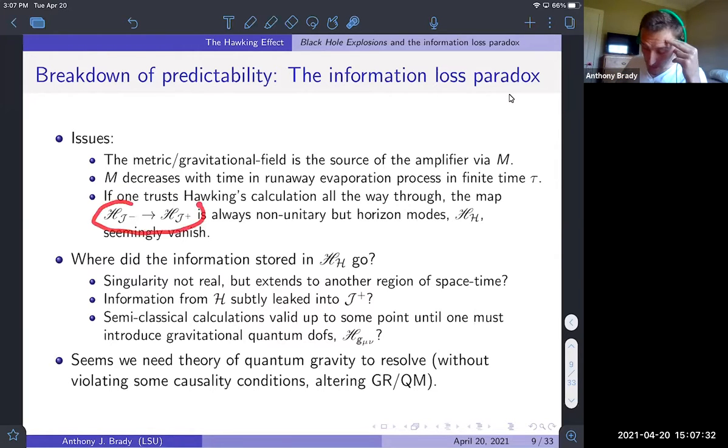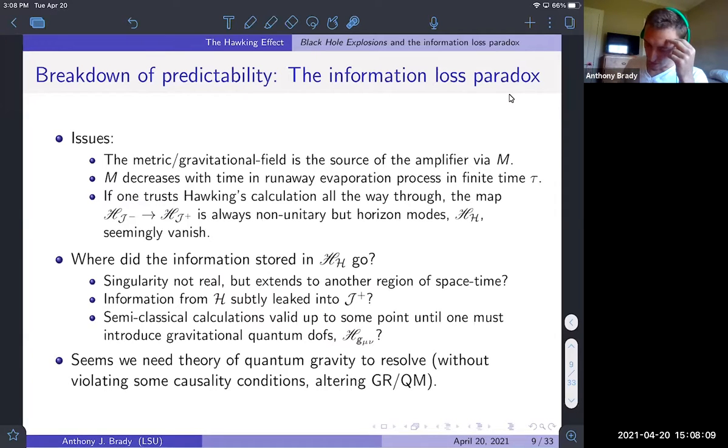The rub is that if one trusts Hawking's calculations all the way through the entire evaporation process, this mapping from Scri minus to Scri plus is always non-unitary, always this sort of amplifier channel. But simultaneously, these horizon modes, which we could use to purify the system, seemingly vanish. When the mass of the black hole goes to zero, the horizon vanishes as well. We're left, it seems, with only thermal radiation on Scri plus, and nowhere else for the information, or the quantum coherence in our initial particle pair state, to go.